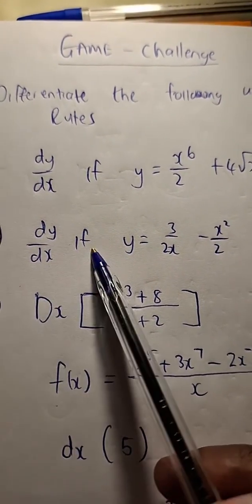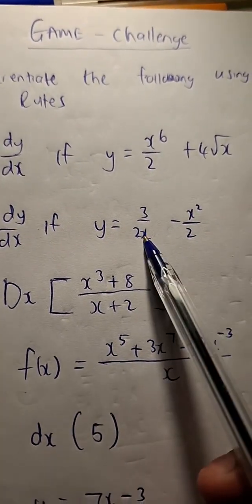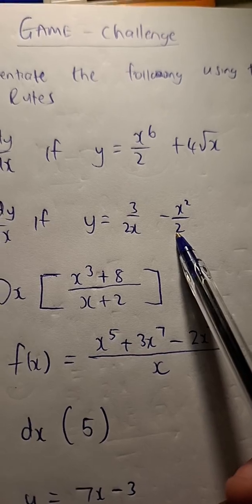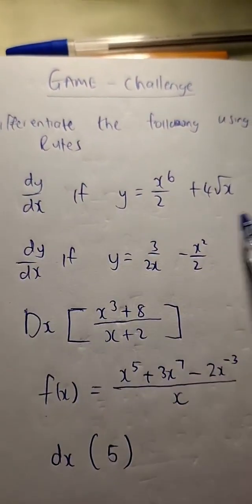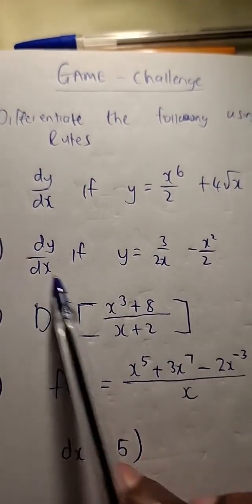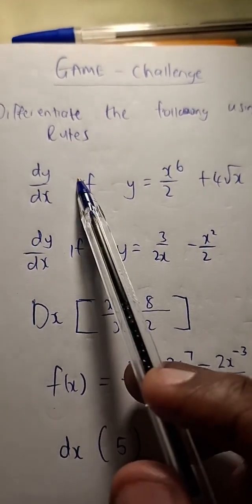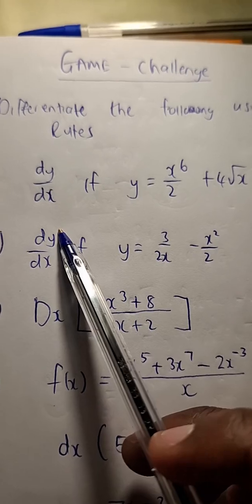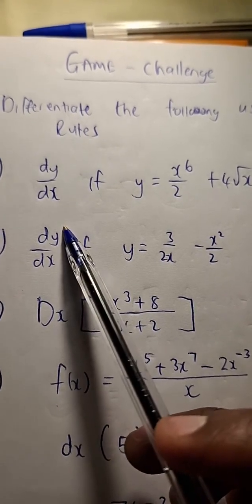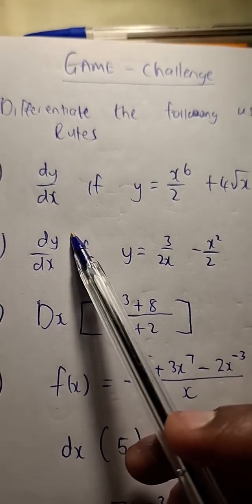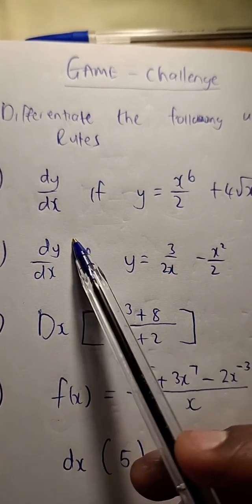dy over dx if y is equal to 3 over 2x minus x squared over 2. So the notation that we used here is going to be the same notation that we are using here, because if you look at this type of problem.